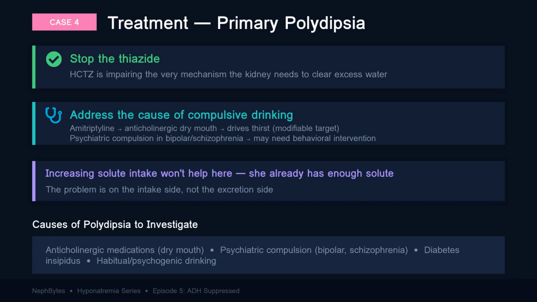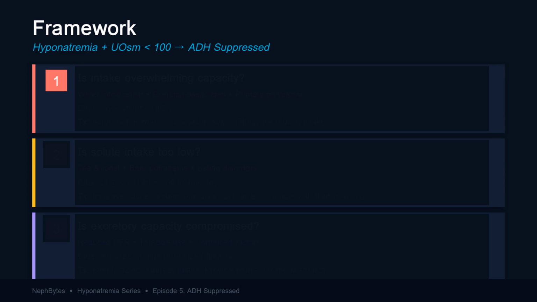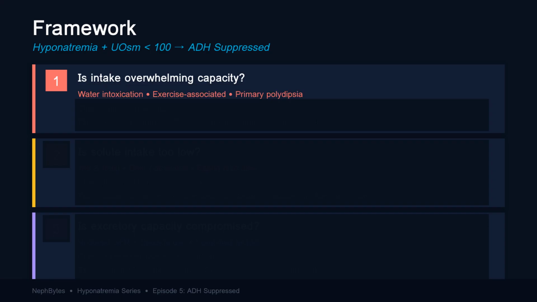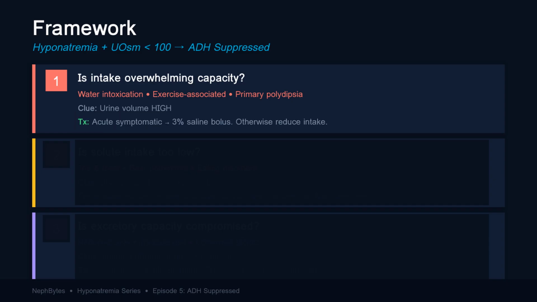Let me pull this together into a framework. When you see hyponatremia with a dilute urine, osmolality below 100, ADH is suppressed and the kidney is doing its job. The differential narrows to 3 questions. First, is intake overwhelming capacity? Think water intoxication, exercise-associated hyponatremia, or primary polydipsia. The urine volume will be high. In the acute symptomatic setting, treat with a 3% saline bolus. Otherwise, reduce intake and address what's driving it.